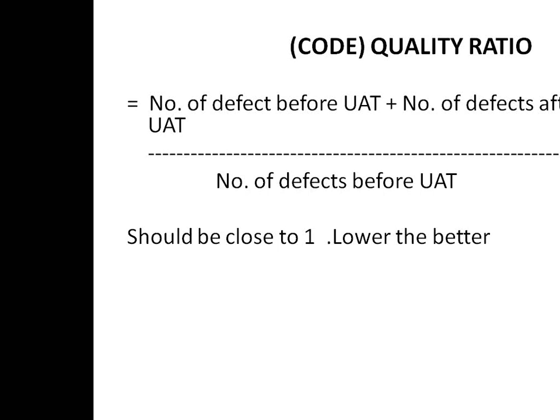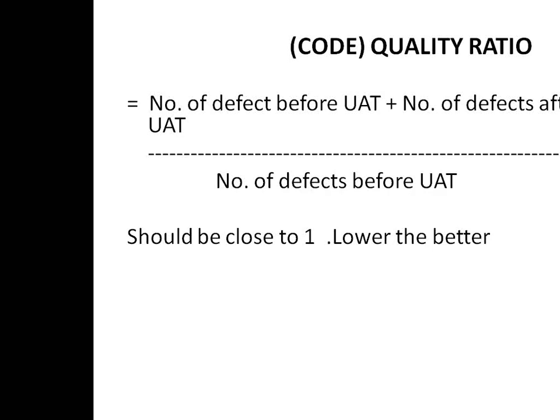It can be 1, 1.1, 1.05, 1.2, like that. These are good values which indicate your code quality is high. So this ratio should be close to 1. Suppose my quality ratio is like 1.8 or 2. It's not a good signal.